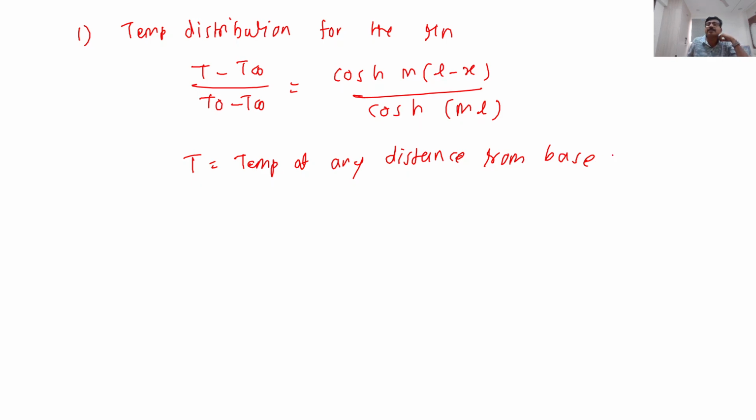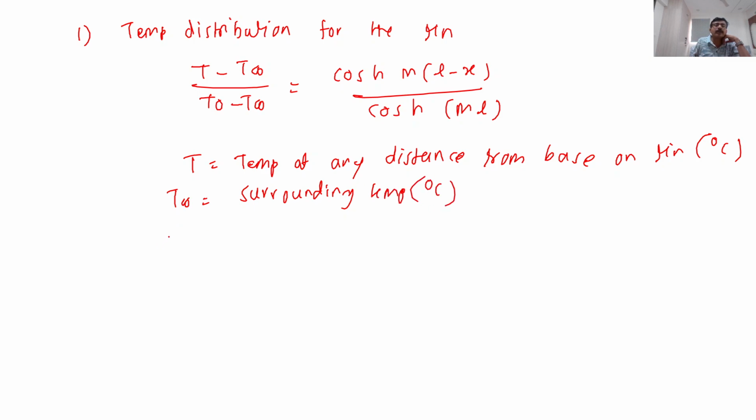Temperature at any distance from the base on the fin, which is given in degree Celsius. What is T infinity? From the last slide, remember, it is the surrounding temperature, in degree Celsius. What is T0? It is the base wall temperature, the base wall on which the fins are located, also in degree Celsius. Then what is m?